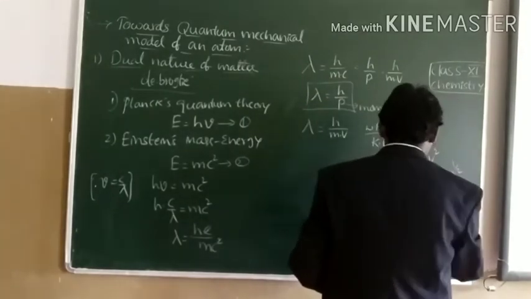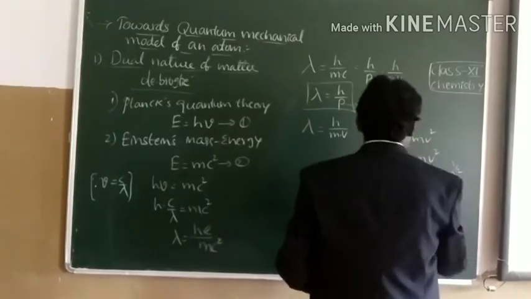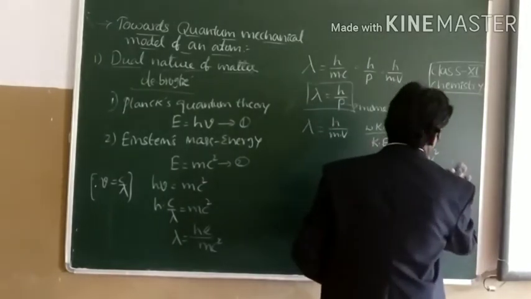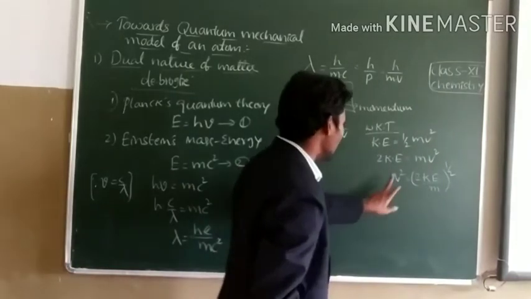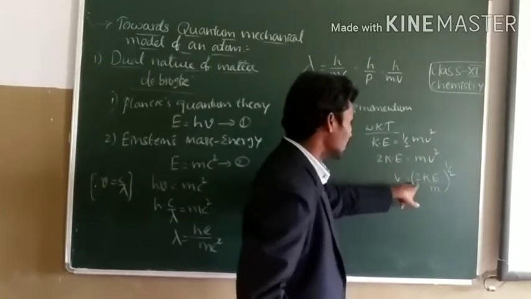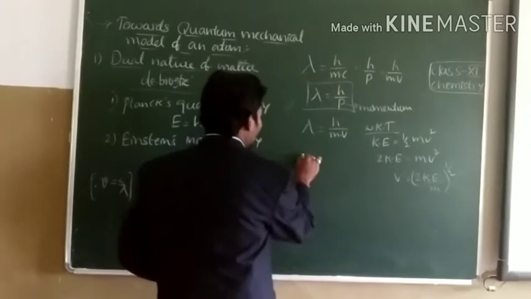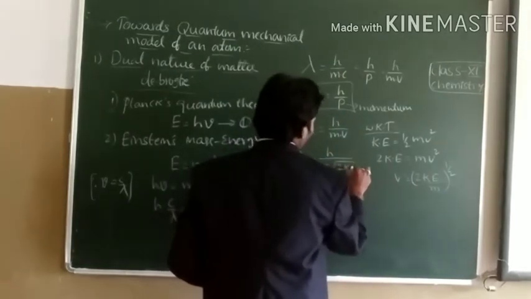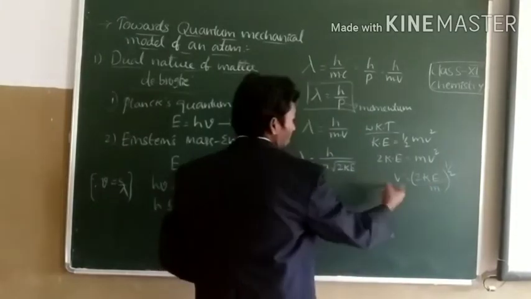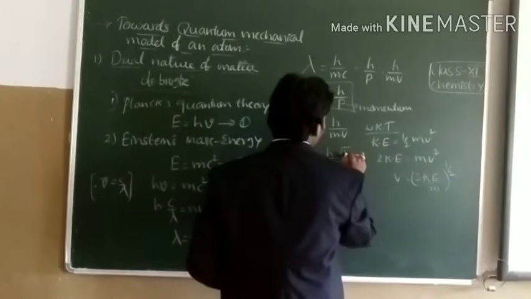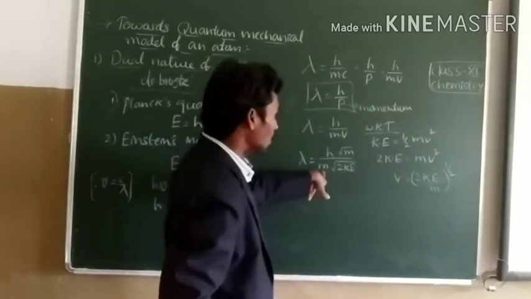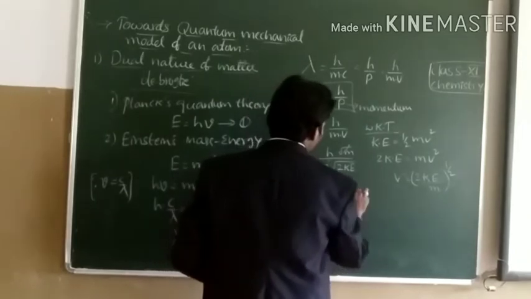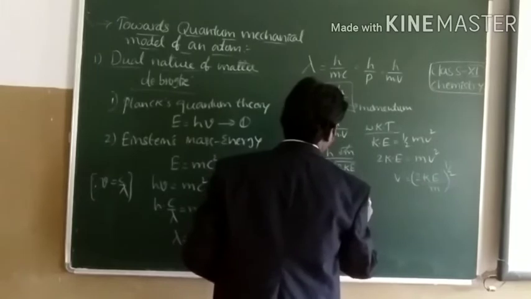Not 2K.E., children. V is equal to under root 2K.E. by m. Substitute the v value here in the lambda expression: lambda is equal to h by m into v, that is, h by m into under root 2K.E. by m. Since m is in the denominator, it goes to the numerator as root m. Here m can be written as root m into root m, so one root m cancels. So it can be written as lambda is equal to h by root over 2 K.E. into m.